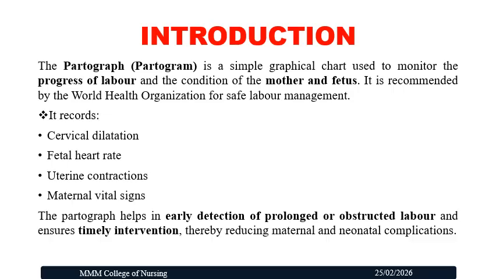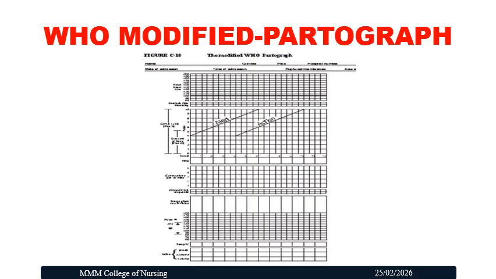The components mainly recorded in the Partograph are cervical dilatation, fetal heart rate, uterine contraction and maternal vital signs. The Partograph helps in early detection of prolonged or obstructed labor and ensures timely intervention, thereby reducing maternal and neonatal complications. This is a WHO modified Partograph where we start marking the cervical dilatation from 4 centimeter.